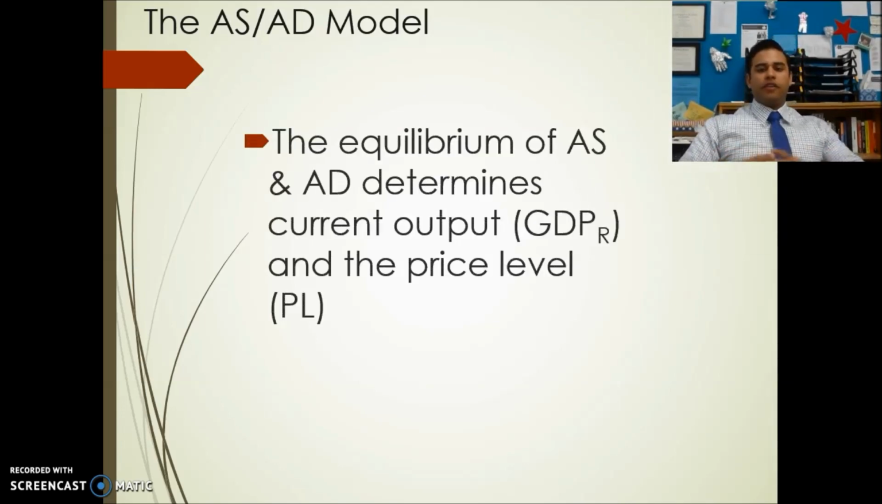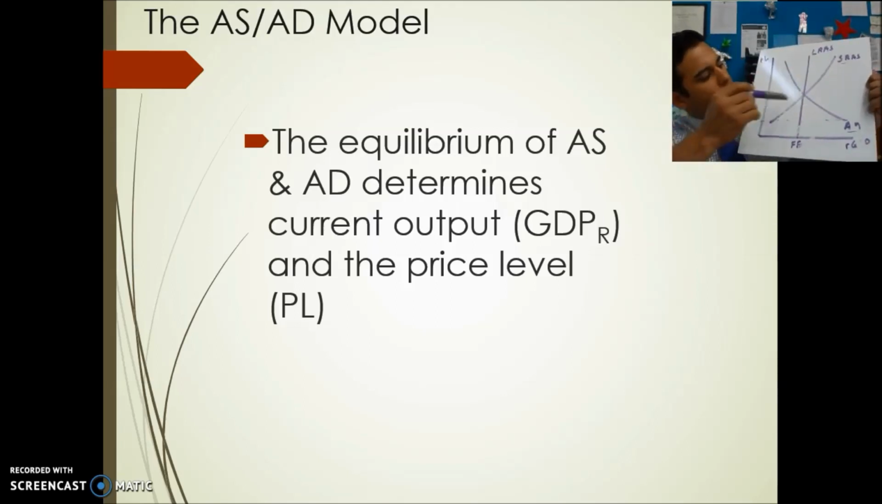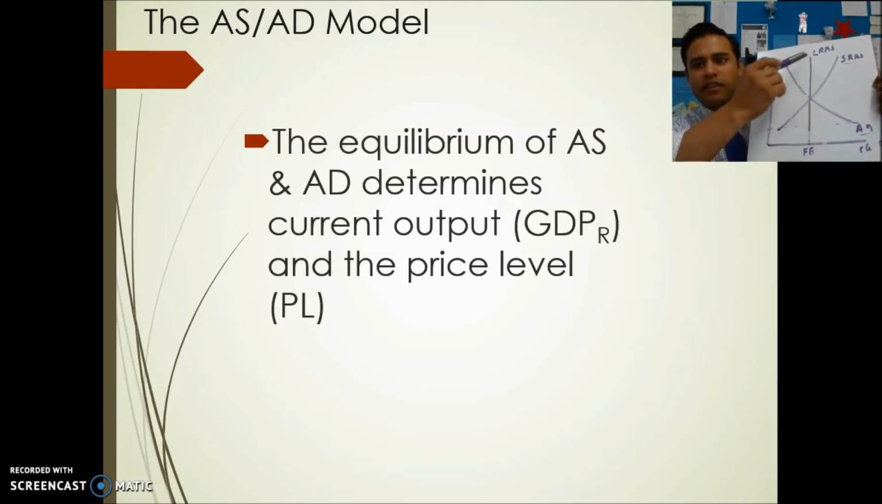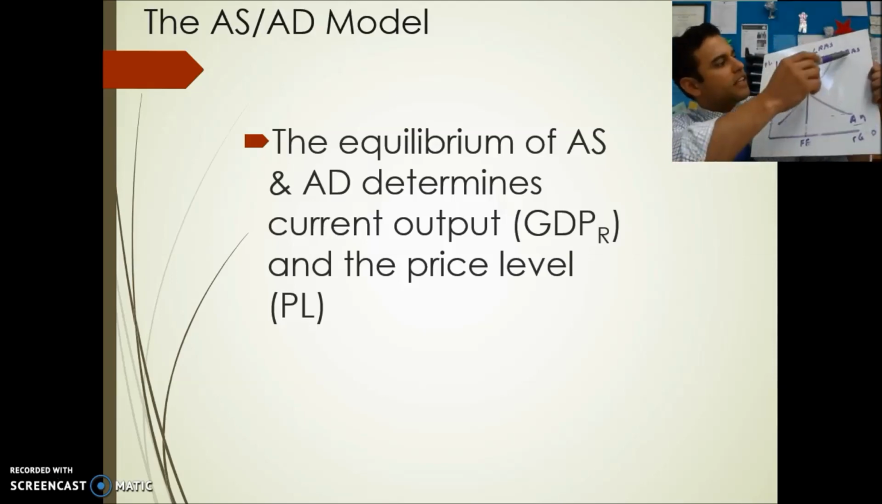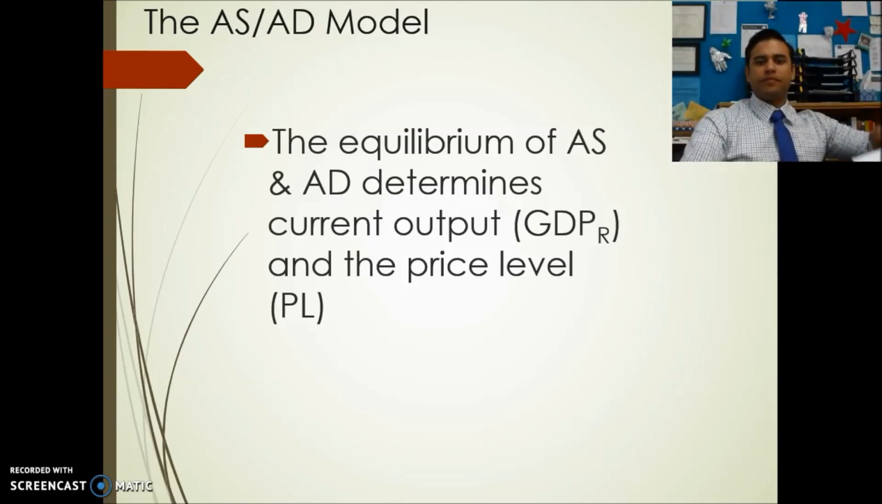The equilibrium on this model, very importantly, is the intersection between short-run aggregate supply and aggregate demand. It's not anywhere or anything to do with where long-run aggregate supply is. Okay? So the equilibrium is here, but that's not because long-run aggregate supply is there. That's because that's where short-run aggregate supply and aggregate demand cross.